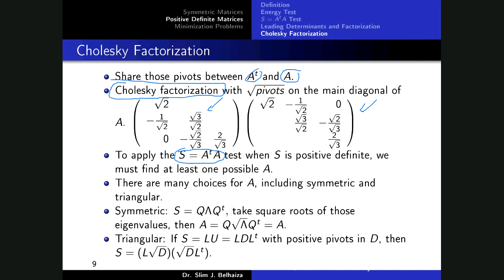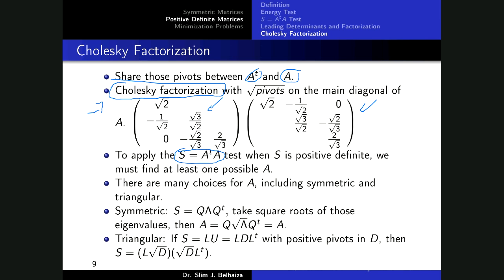Cholesky factorization. For those who are very familiar with chess, I'm thinking of chess as a game, I think there is a very famous move called the Cholesky move, if you know about it in chess.